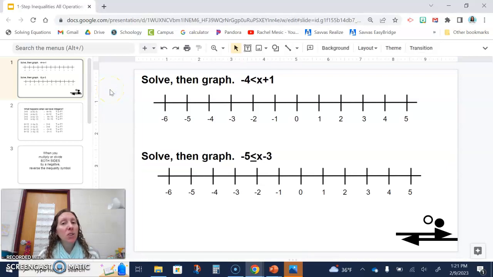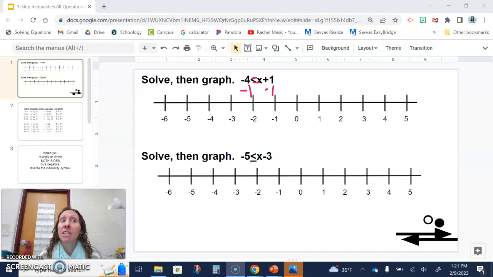Today you are going to solve and graph an inequality. So let's take a peek at this one. We have -4 is less than some number plus 1. We can kind of pretend this inequality symbol is an equal sign, and then do the same thing to both sides. So the variable's on the right, so we need to get rid of that plus 1. So the inverse would be to subtract 1 from both sides.